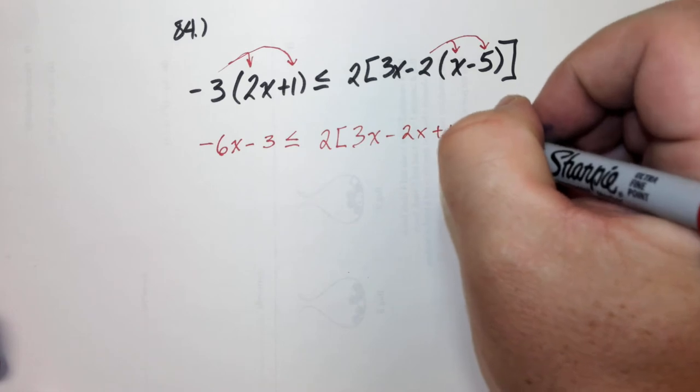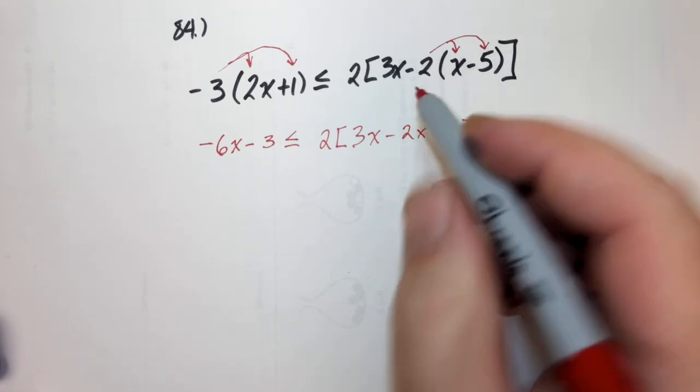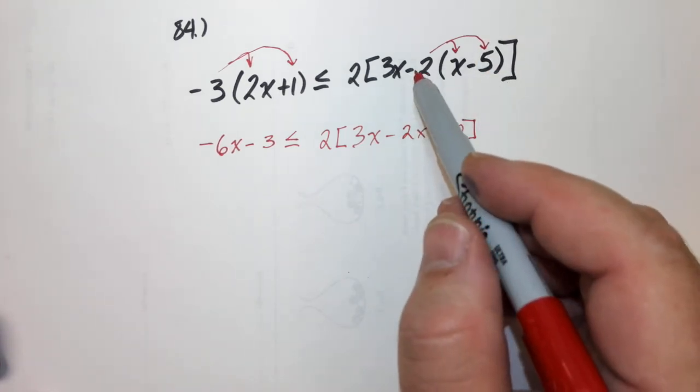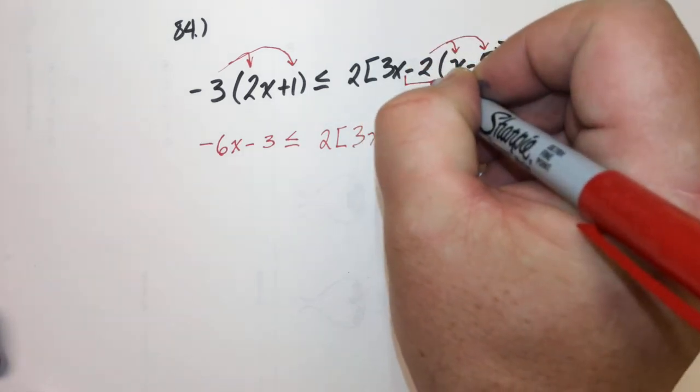Now look, that's +10. Yeah. +10, because a negative times a negative. Don't forget it's -2. So you're actually multiplying the whole thing times -2.